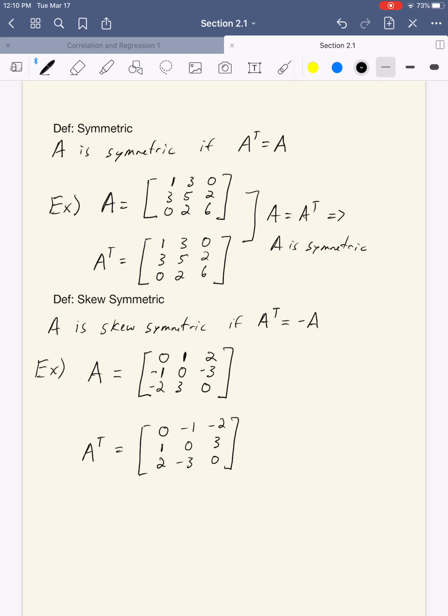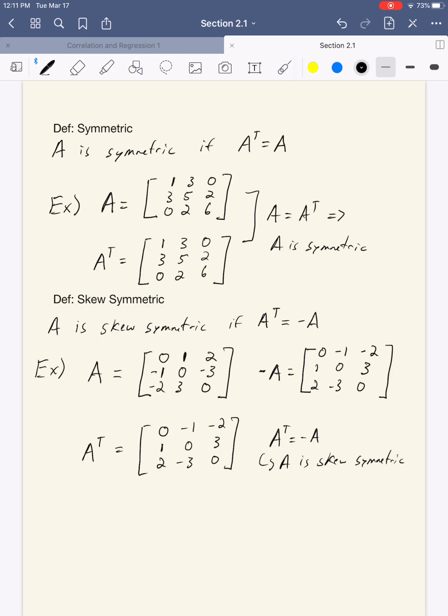But if we were to build the negative A matrix, negative A would be taking our original matrix and negating all the elements. So it becomes 0, negative 1, negative 2, 1, 0, 3, and 2, negative 3, 0. We'll notice that negative A and A transpose are identical. So that tells us that A transpose equals negative A. A is skew symmetric. So basically, skew symmetry says that there is an element of symmetry, but it requires the negation of all the elements.